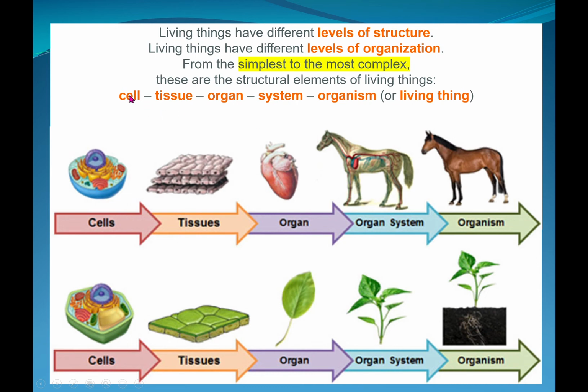So one cell then makes billions of cells, and those billions of cells make tissues, and those tissues, thousands of tissues, make organs, and many organs together make an organ system, and many systems make organisms, which is a living thing. So again, cell, tissue, organ, system, organism. That is on the test. You will need to know that.